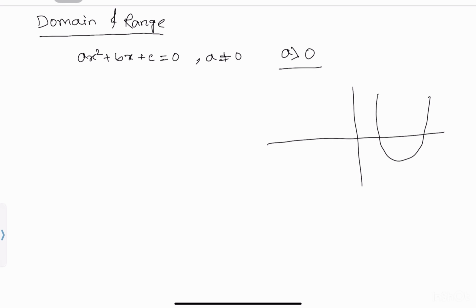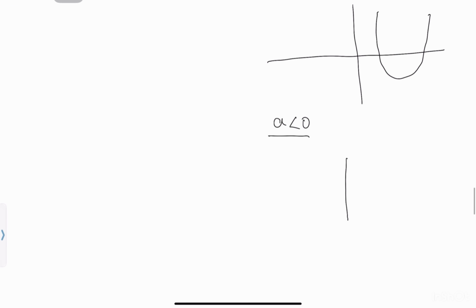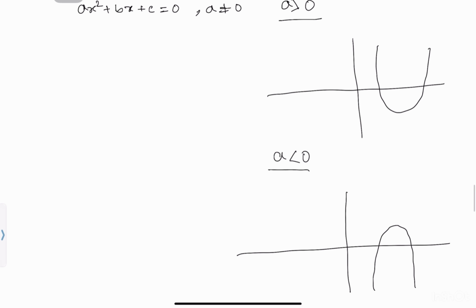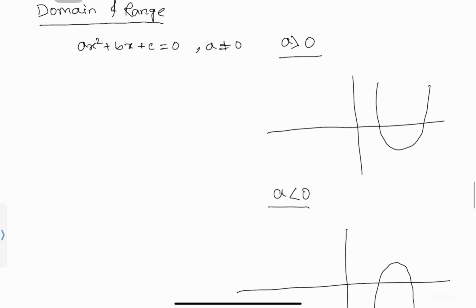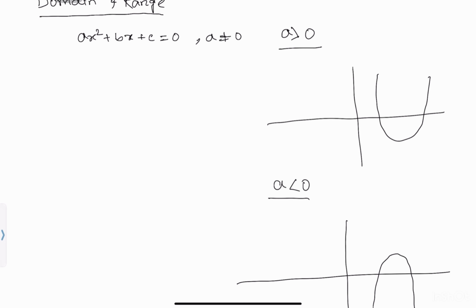Okay, so assume a is negative. If a is negative, then the graph of the quadratic equation should look like this. Clear? So now I have to find the domain and range of the quadratic equation. First one, if a is greater than 0.